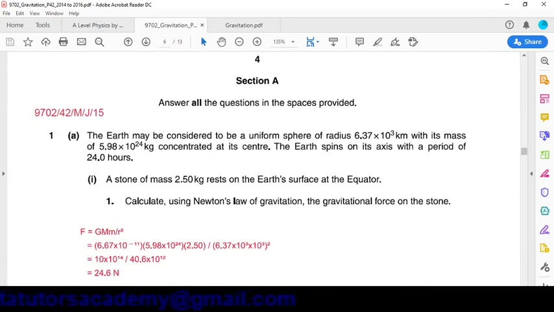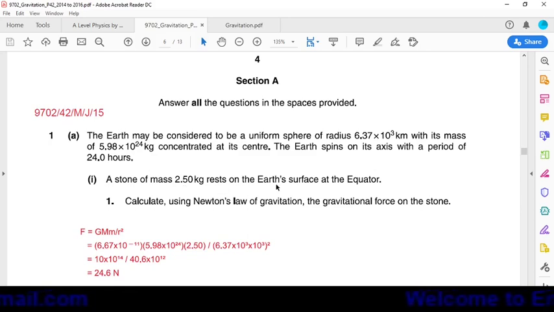Okay, next question is from May June 15. The Earth may be considered to be a uniform sphere of radius 6.37 into 10 power 3 km with its mass of 5.98 into 10 power 24 kg concentrated at its center. The Earth spins on its axis with a period of 24 hours. A stone of mass 2.5 kg rests on the Earth's surface at the equator. This one you have to remember, it is at the equator. It is the important point given here.